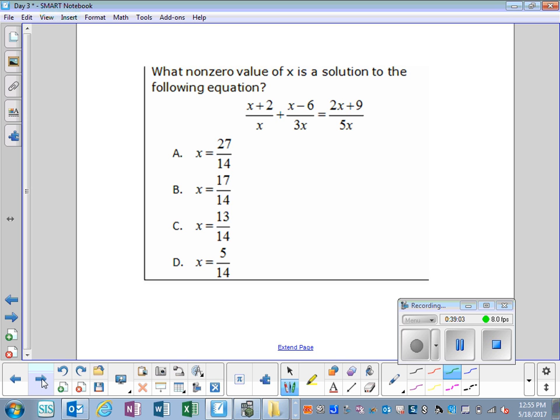Let's do at least one of this together. Okay, so I have fraction plus fraction equals another fraction. All denominators are totally different. So let's look for the least common denominator.